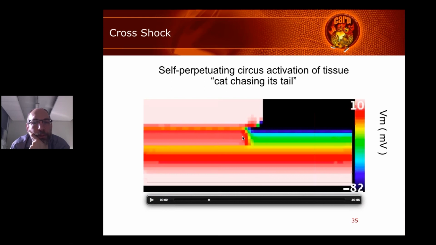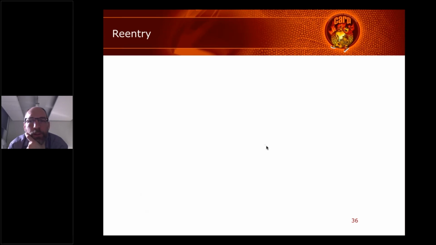So at this point, we give the cross shock. This part is refractory. To the right, it's recovered tissue. If we stimulate it, we drive it deeper into refractoriness, and then it's going to form a core about which the propagation occurs.